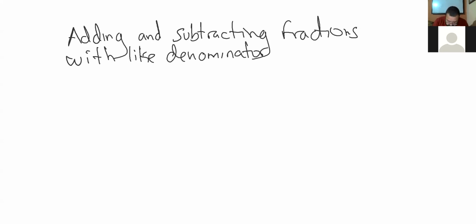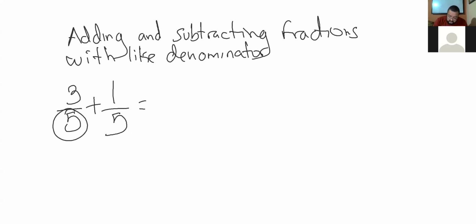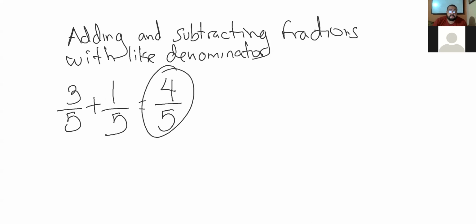So in this case, we're going to add 3/5 plus 1/5. In this case, we have like denominators, 5 and 5. When we have like denominators, we are only going to copy the denominator and add the numerators. How many is 3 plus 1? 3 plus 1 equals 4. And we're done. That is all we need to do in this lesson.